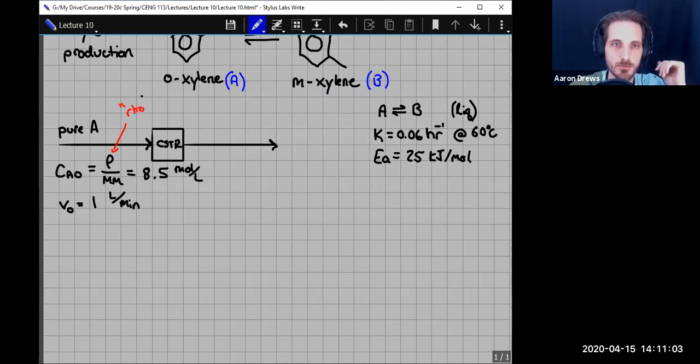That's the Greek letter rho, which is density. So something like water would be 1,000 kilograms per cubic meter. Thank you for pointing that out. Our reactor volume that we're initially going to deal with is 0.2 cubic meters.